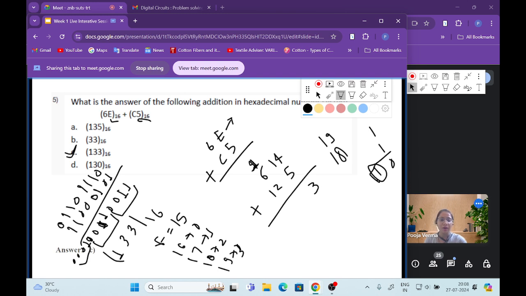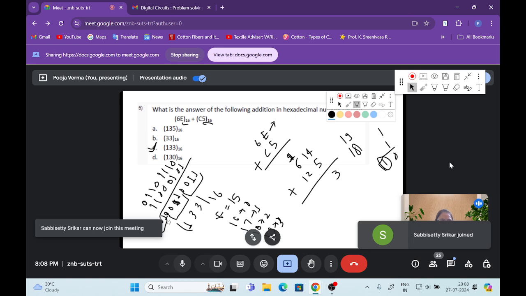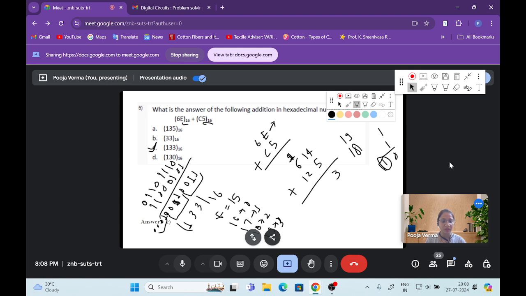Just understand that after 15, there is a digit which you carry forward. Till 15 you can add, but after 15, when you are adding, you can't add directly. That's why there is a one carry, same as in octal, decimal or binary numbers. The same rule will be followed.